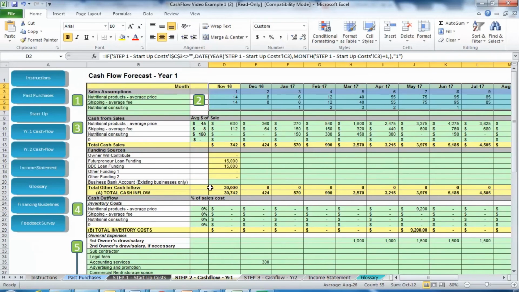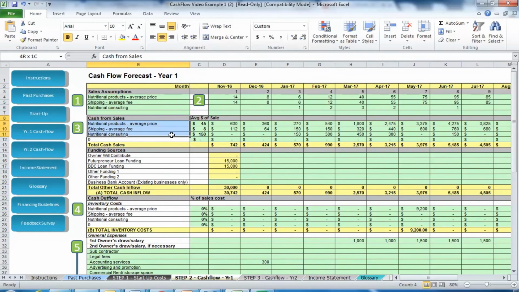Step 3. You'll notice in this section, under the average dollar of sales, you place in the amount of dollars that you expect to get per product or per service, and that will automatically calculate following right through to year 2. Keep in mind that this is money you plan on getting in your pocket. However, one thing to keep in mind is that if you make a sale but you don't get paid in that month, then you're going to have to change this. A cash flow is the money you actually receive in that month. So that's something just to think about when you're doing this.